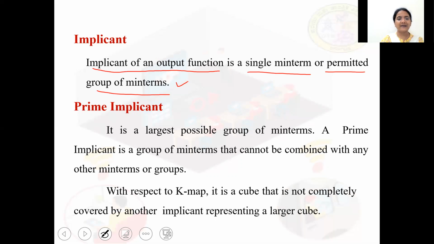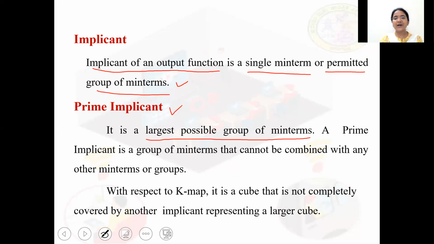Next, prime implicant. A prime implicant is the largest possible group of minterms. When you are writing the logical highs for the respective minterms, we have to check for the largest groups possible. When we make the largest group possible and get the product term, those product terms we call prime implicants.